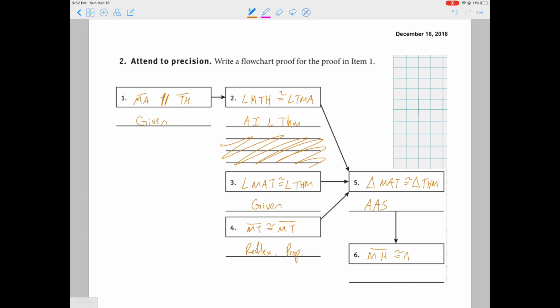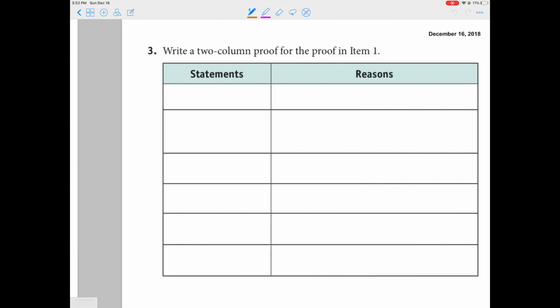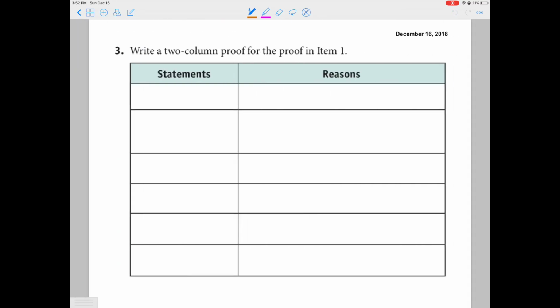And then lastly, this is what we were asked to prove, and that was, again, by the definition of congruent triangles, which we could also write as CPCTC, which means corresponding parts of congruent triangles are congruent. Again, if we wanted to write this as a two-column proof, we could. It follows the same order.